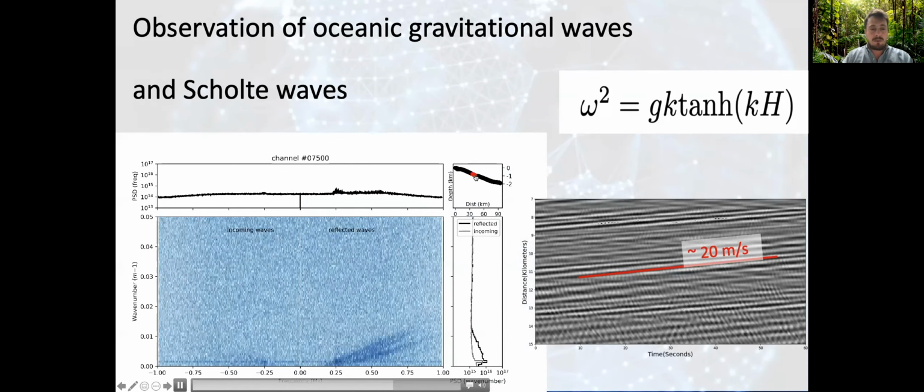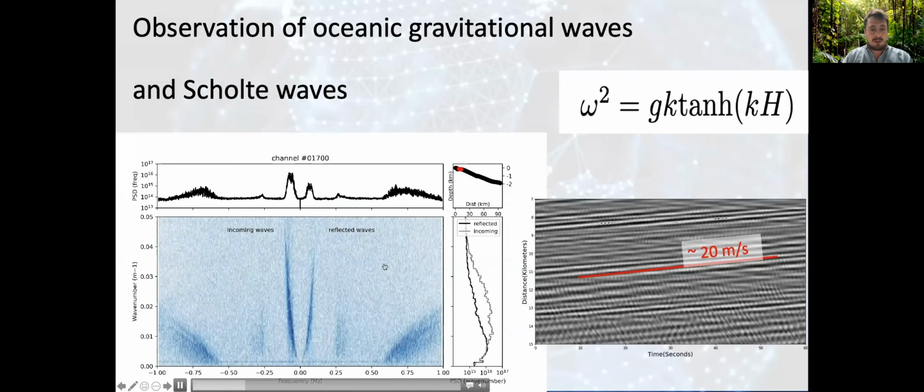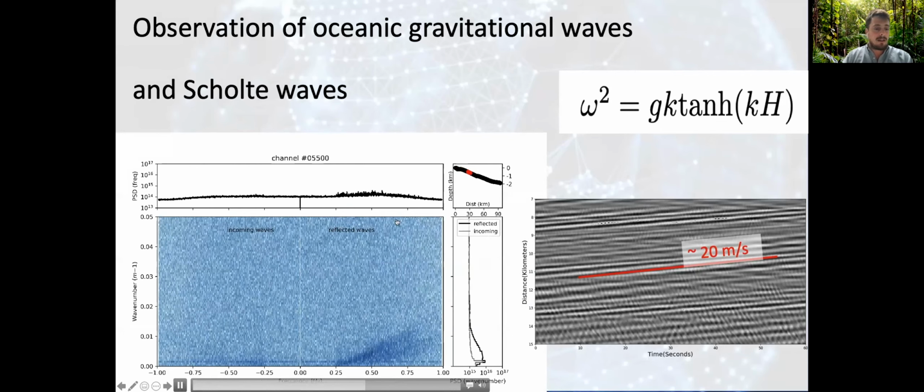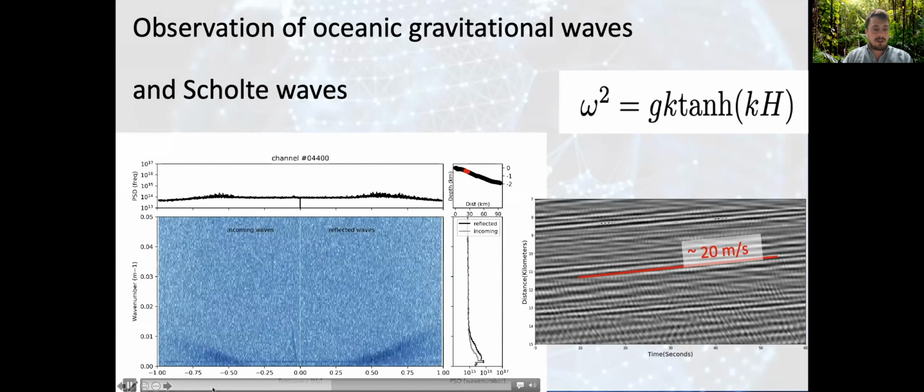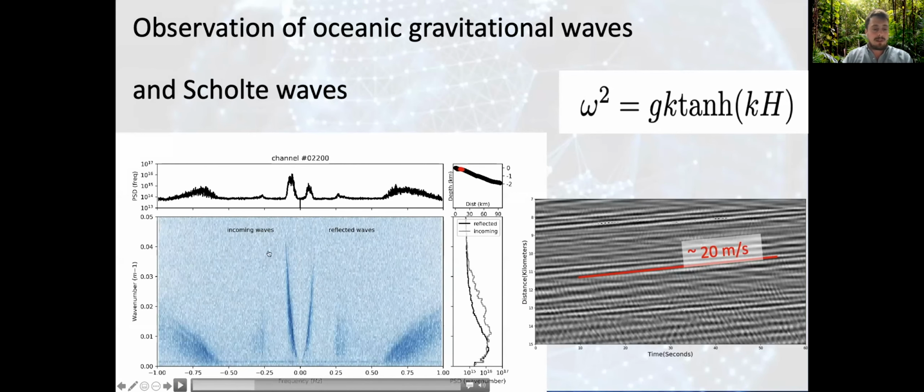here, actually we are moving from the shore to the deep sea. So here we are next to the shore and we're moving to the deep sea, and what we do is an FK transform. And so here we see at the beginning a clear amplitude of these oceanic gravitational waves.